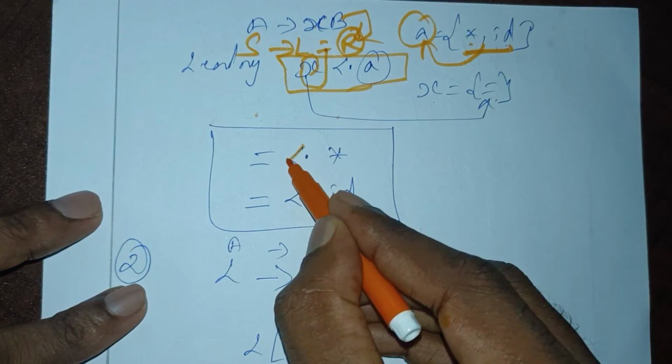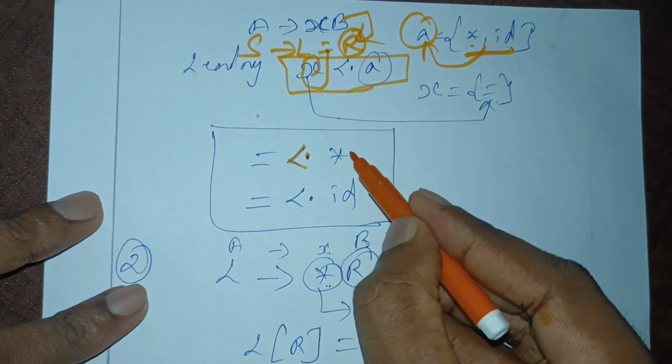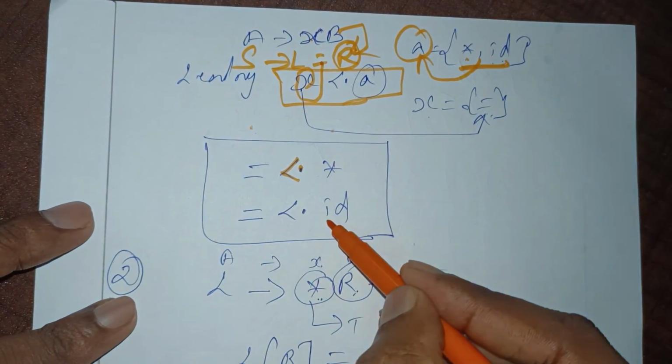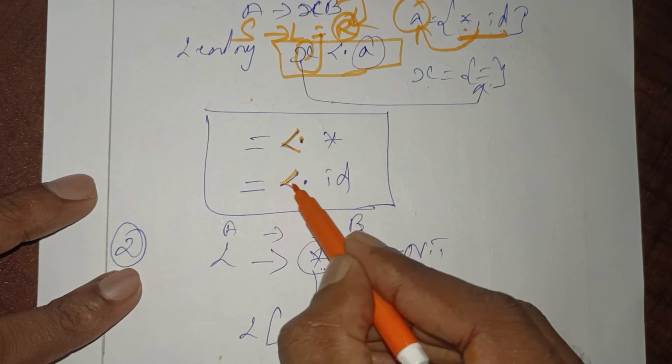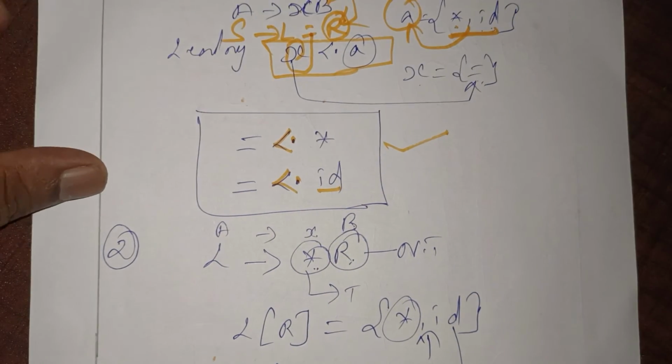So equal to, this is called leading symbol asterisk. Where is the asterisk? This is a. So a has two values. Initially it is asterisk. After that it is id. So again equal to leading symbol id. I hope you understand this. Let me take you to the next part of it.